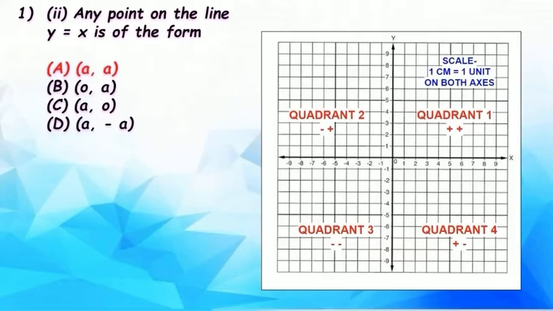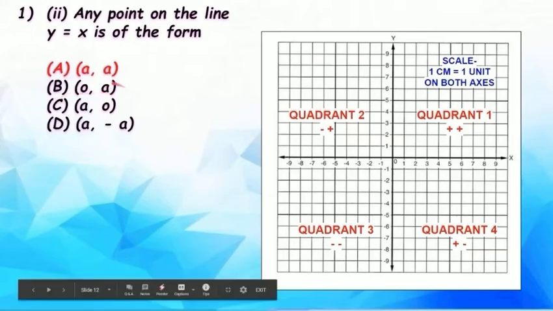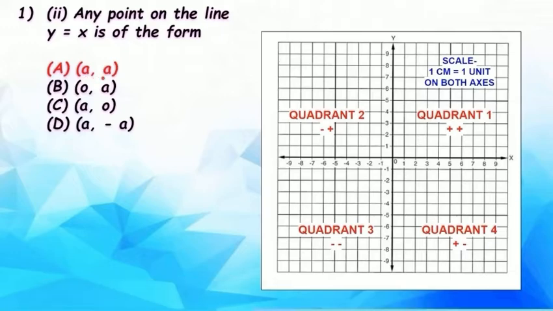Second question says, under the first one itself, any point on the line y equals x is of the form. Now we've been given here y is equal to x, that is, the value of the y coordinate as well as the value of the x coordinate will be the same. In that case, we have only one option here, A, wherein both have the same values. That is, the x coordinate is also A and the y coordinate is also A. So this will be y equals x. So the answer for this question is option A.